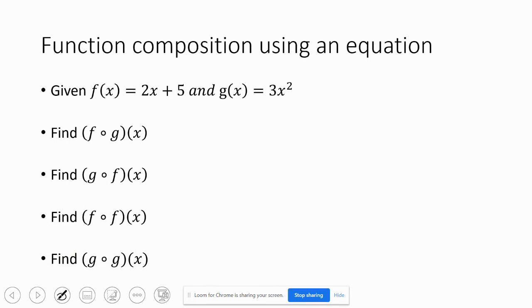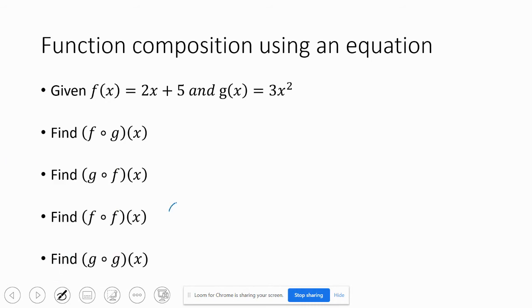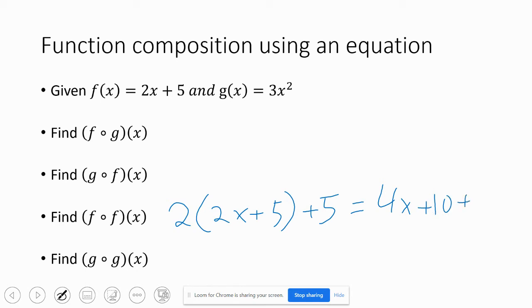Okay, what about f of f of x? Means you want to put f physically inside f. So we have 2 times 2x plus 5 plus 5. Then you distribute the 2, so it's 2 times 2x is 4x plus 10 plus 5, and that becomes 4x plus 15. We physically put f inside f.